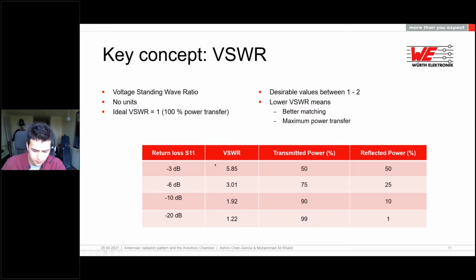The ideal value would be 1, but in real life, a value between 1 and 2 would be a desirable value. So the lower the VSWR, the better the power transfer we will have. That means that we have a good matching in the antenna.